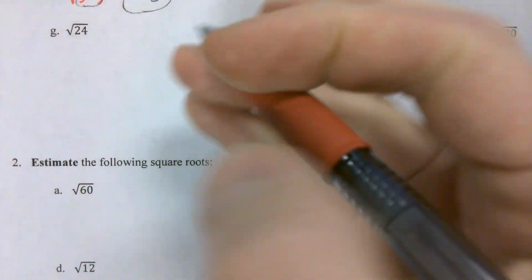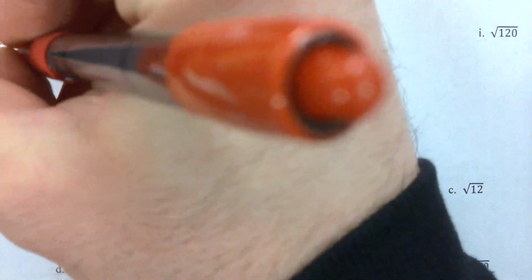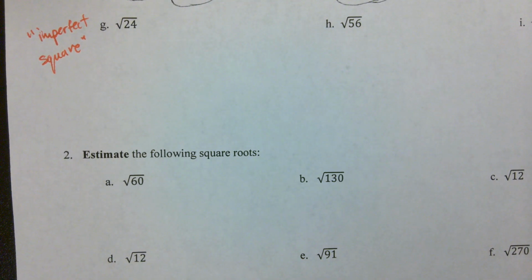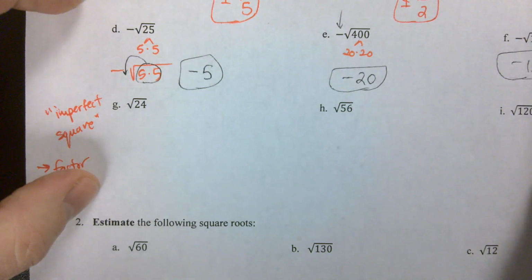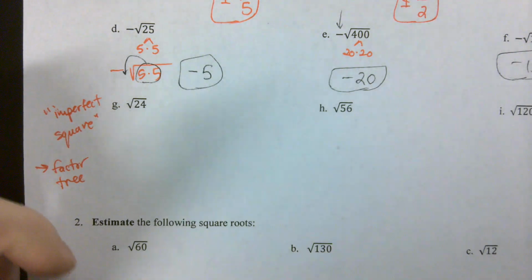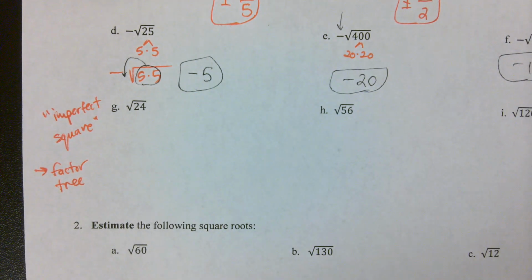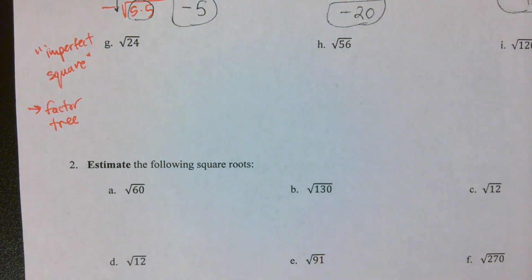So if we have what's called an imperfect square, then we have to make a factor tree. With perfect squares like we just saw, at this point in the year, in the unit, we should know our perfect squares, make it go really quick. But if we don't have a perfect square, we've got to do a factor tree.